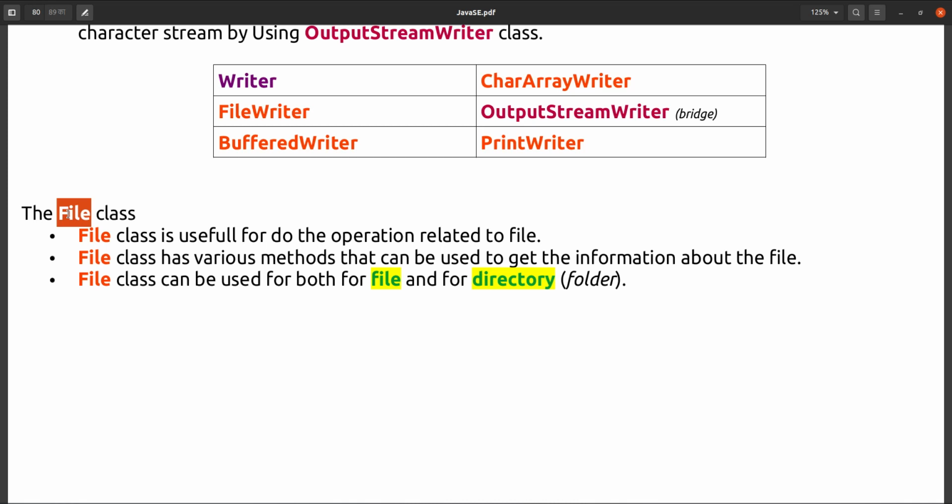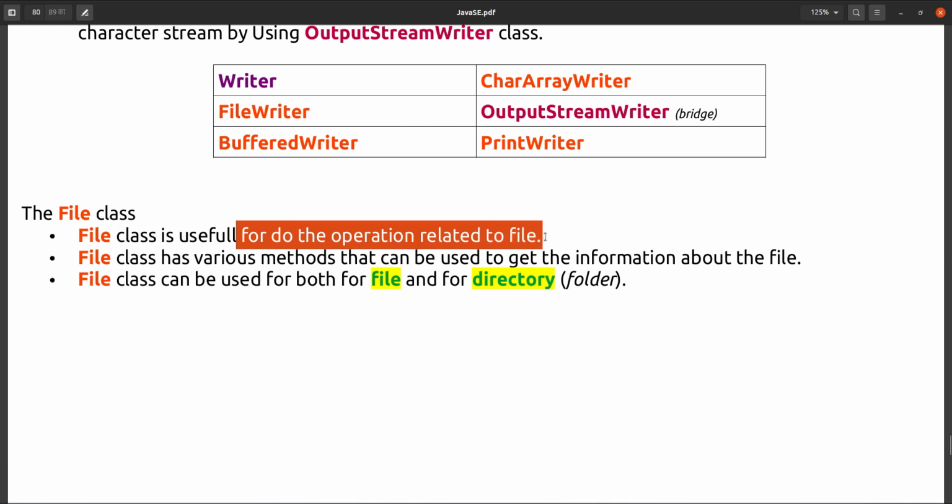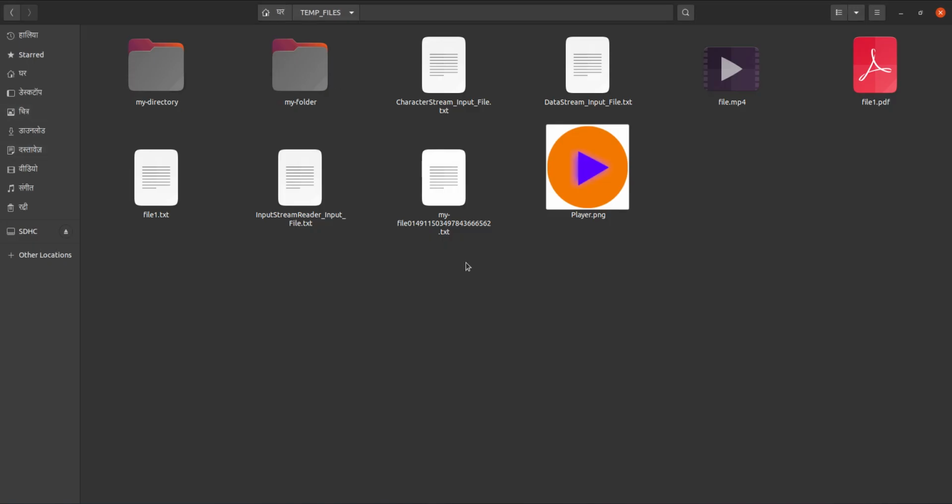So we will see this File class first. File is useful for doing operations related to files. Suppose in your operating system I open this directory, this is a temp files directory. Inside this directory you may see so many files are there. Some of them are text files, some of them are video files, PDF files or image files. These are the text files.